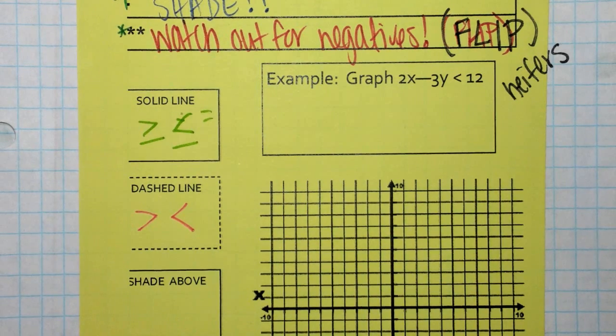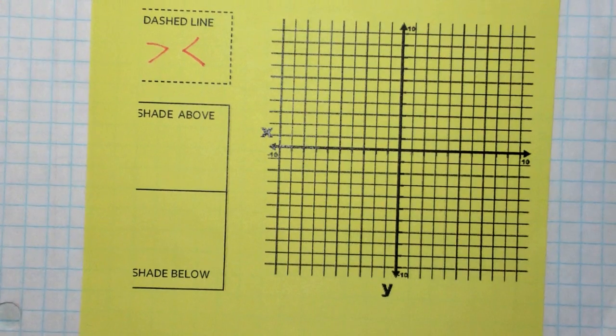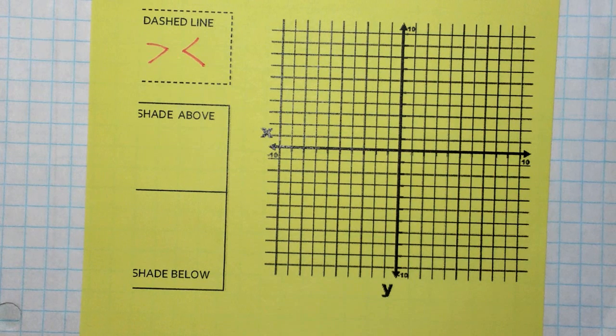So when do you think we would shade above? To the right. To the left. When it don't have a line. When it's a solid line. When it is shaded, when it's not solid. When it's positive. When do you shade above the line? When it's positive. When it's negative. When it's equal to. Solution. No solution.